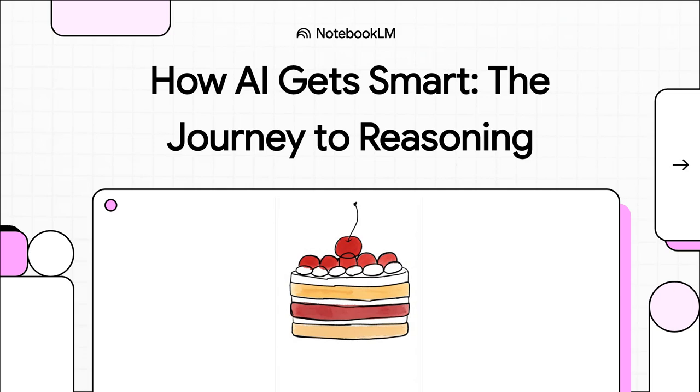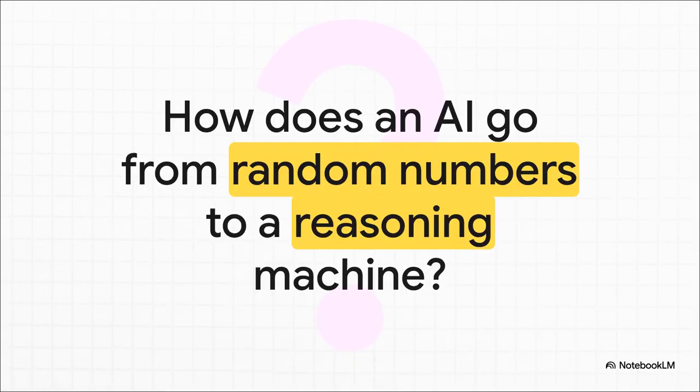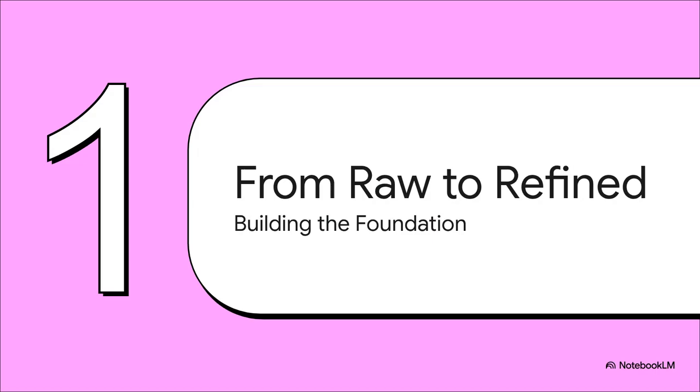Welcome to The Explainer. Today, we're tackling a huge question. How does an AI actually learn to think? So how does an AI go from just a big jumble of random numbers to, well, a reasoning machine? It's not like flipping a switch. It's actually a journey with really distinct stages that build on each other. All right, let's get into it.